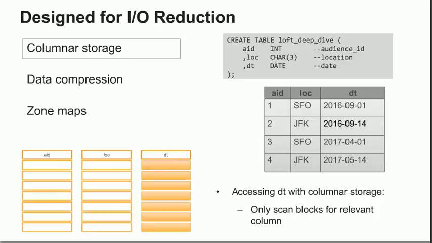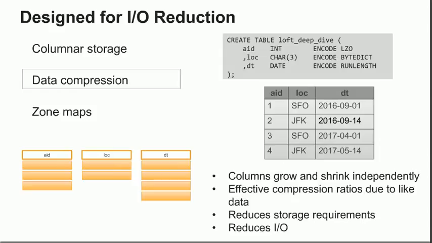The next is data compression. Because we store the data column by column, it makes it really easy to compress it effectively. We can apply different compression settings to the different data types for each column independently, and they can be compressed as effectively as they can be. So if you look in the top right corner where we have the DDL for the create table, you'll notice there's the encode statements there, and it'll say encode LZO, encode byte dict, encode run length. Those are encoding types that state the compression. So that's how you put that into your compression there.